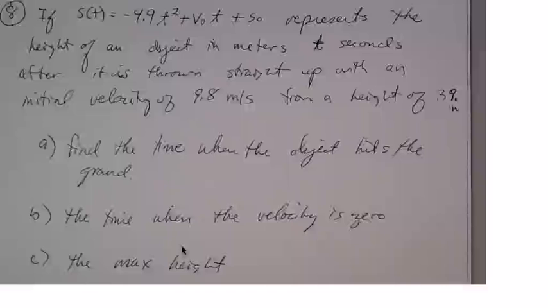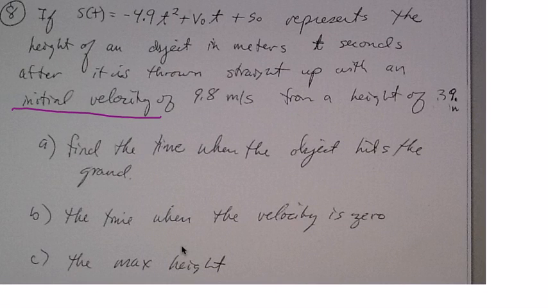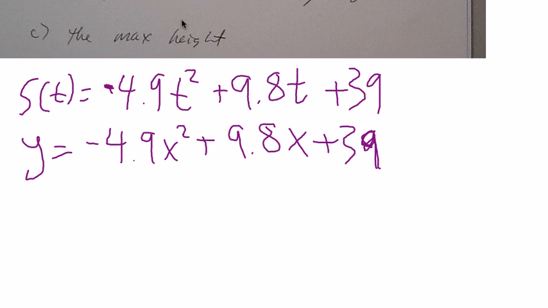So our first step in solving this problem is substituting our initial velocity into v naught and our initial height into s naught. So go ahead and do that to get the equation. We should get the equation s of t equals negative 4.9 t squared plus 9.8 t plus 39, or the equivalent calculator version of that. So go ahead and graph it.